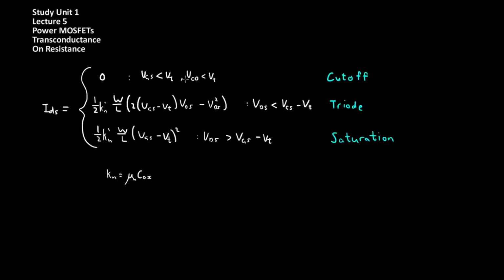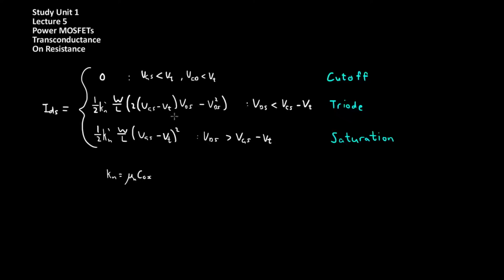In the cutoff region, in other words, where IDS is equal to 0, this is the case where the gate source voltage is less than the threshold voltage, and the gate drain voltage is also less than the threshold. In this case, there is no channel in the MOSFET and no current can be conducted.